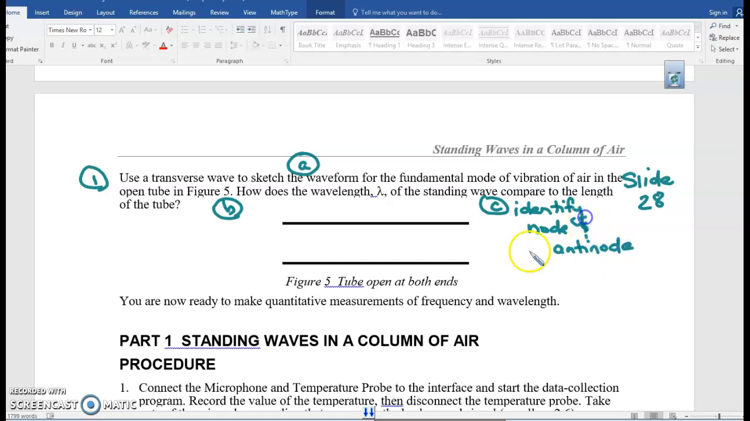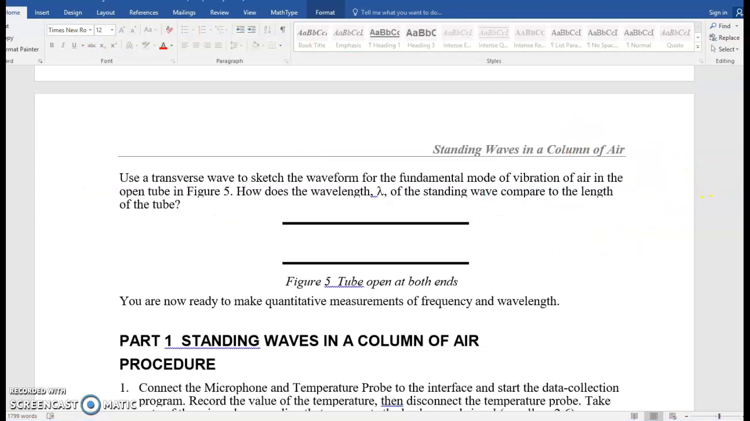Okay, so just label that as number 1, A, B, and C. All right. As we go down here, let's see here. I don't know if I can do that. Nope, it won't let me. All right, I'll have to erase that, but you can go back.